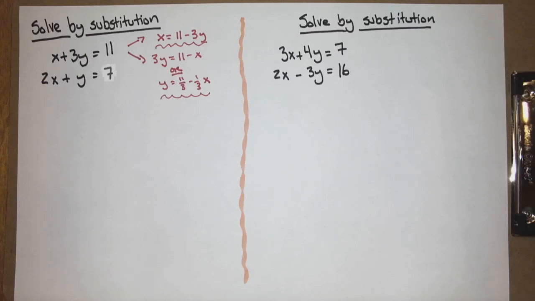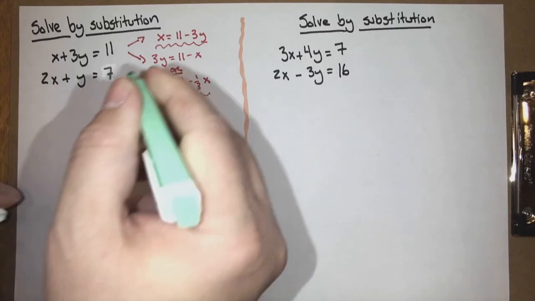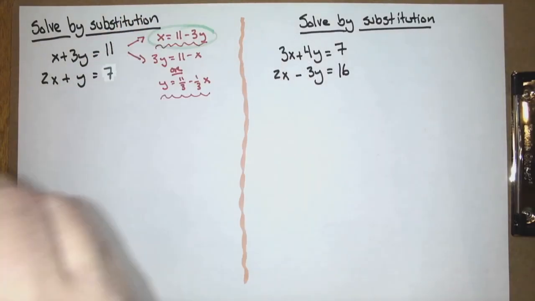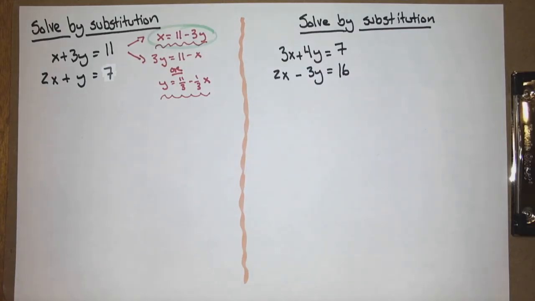Personally, x equals 11 minus 3y. No fractions. Sometimes you just have to bite the bullet, but if you can, go with something that either minimizes fractions or has no fractions at all.